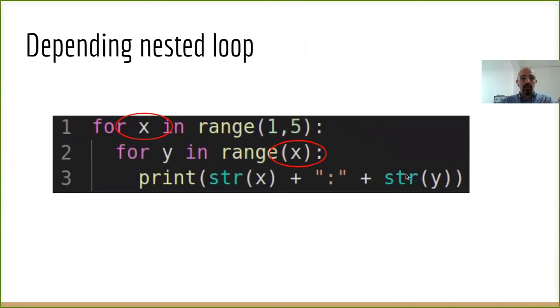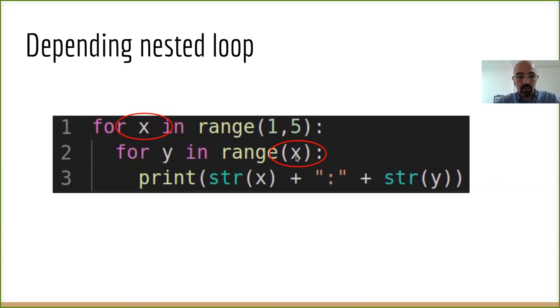We may have dependent loops, where the number of iterations of the second loop depends on the first. So the elements of the first loop. Here we have, for x in range from 1 to 5, so basically 1, 2, 3, 4, and another loop for y in range x. This will depend on the specific iteration.